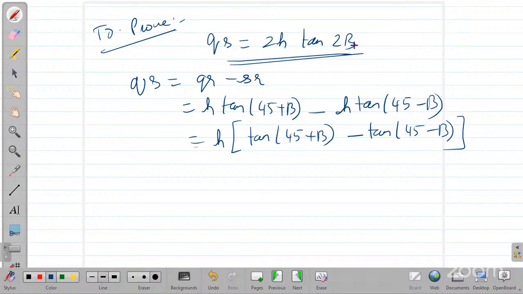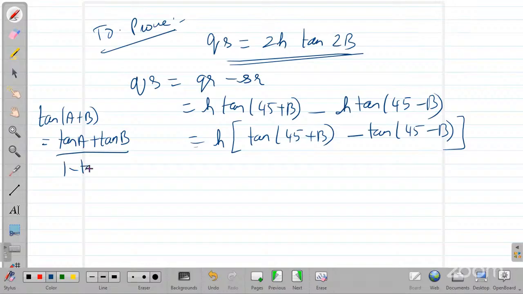So we have this here, H tan 45. Have you got the answer? No, I'm thinking. There is nothing to think. We have the formula, right? So you know the formula tan (A plus B) equals (tan A plus tan B) divided by (1 minus tan A tan B). If you want, I can just modify the formula like this. Yeah. So this is the formula.